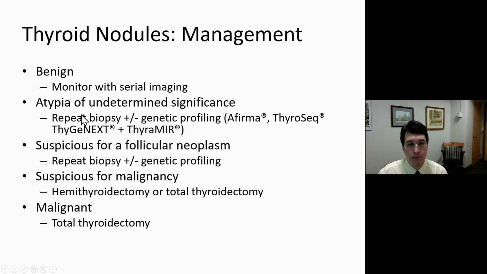Nodules that are called atypical or suspicious for follicular neoplasm will often be biopsied with genetic profiling testing. And there are a number of different tests that are available. Some of them are mRNA expression tests. Some of them are mutation analyses. Basically, they're all very good at negative predictive values that tell us that something may be a low risk of being malignant, and that patients don't need to have it removed. In other categories where it's suspicious that a nodule may be malignant or it's overtly malignant, patients go to surgery, though it may be a hemithyroidectomy or total thyroidectomy determined based on the level of suspicion.